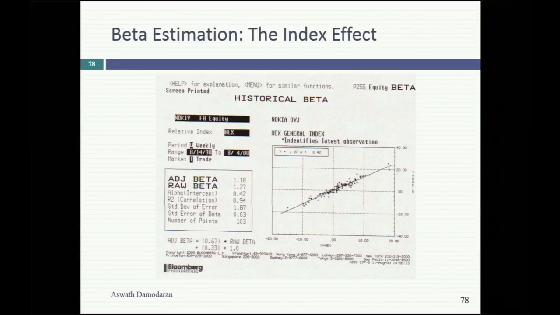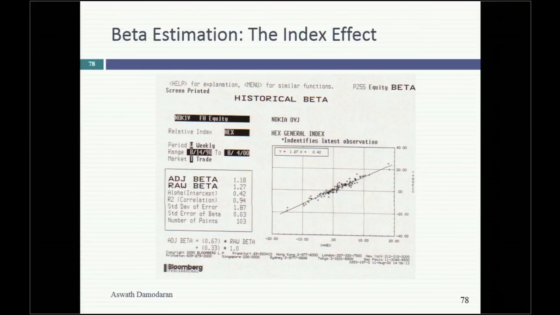But then if you take a look at why it's such a good looking regression, do you see why? Why is Nokia looking so good on a beta basis? What is it being regressed against? The HEX. I didn't even know there was an index called the HEX until I ran the regression. That's the Helsinki exchange. It's the only mega cap. In early 2000, I had no idea what was in the Helsinki Stock Exchange. It may be revealing of my ignorance.